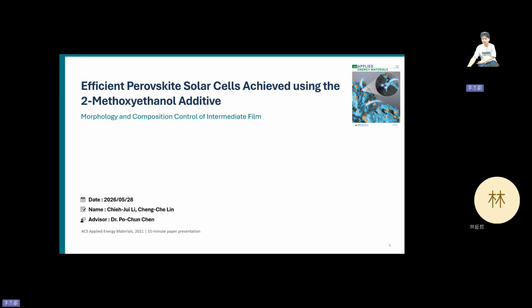And in this study, the authors use an additive called 2-methoxyethanol, or 2-ME, to improve the quality of the perovskite film. And the main idea is simple. If the film becomes better, the solar cell can also become better. So in the presentation, I will explain the background, the experimental methods, the film properties, the device performance, and the final conclusion.